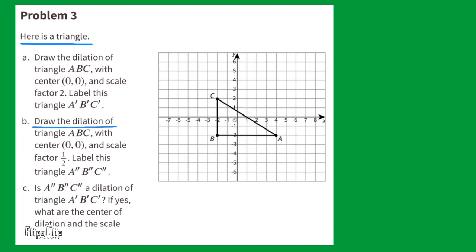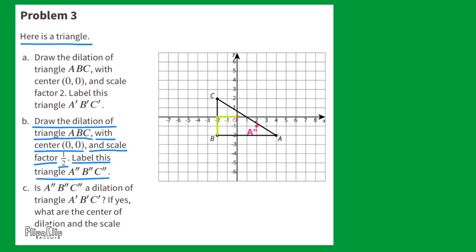B. Draw the dilation of triangle ABC with center point 0, 0 and scale factor 1 half. Label this triangle A double prime, B double prime, C double prime. First, I identify the center, 0, 0, and then I find the distance from the center to A. That's 4 to the right and 2 down. Since this dilation is a half a scale, I need to move 2 to the right and 1 down. This is where I put my point to represent A double prime.